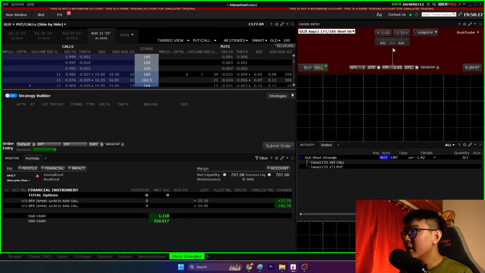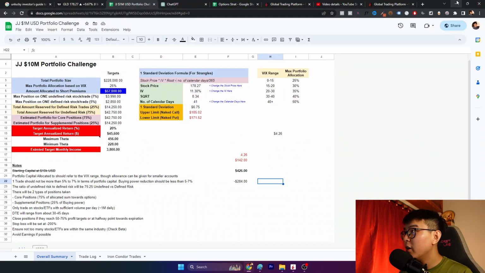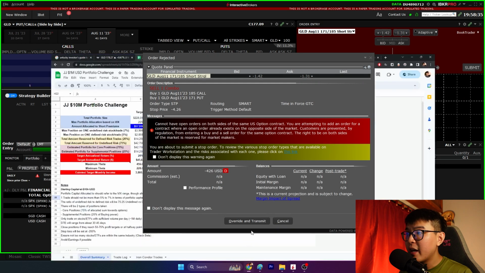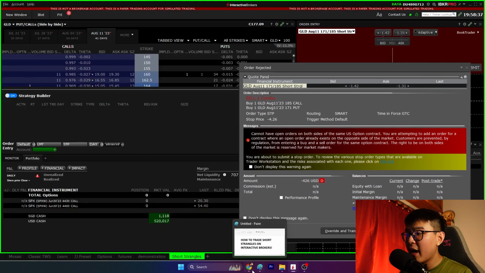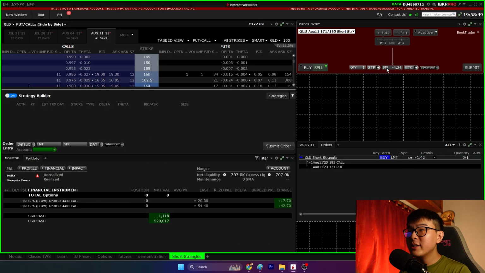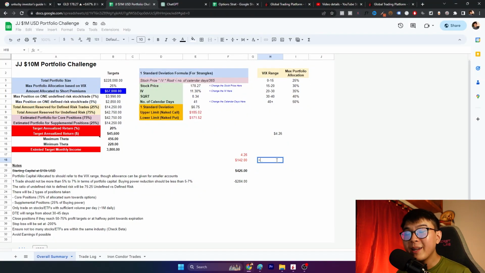I'll go back to this, put a stop loss at $4.26. I'll click submit. It'll deduct $426, and this matches up to the math that I have on my Excel sheet over here. I'll then click override and transmit. What this stop loss is doing is essentially telling Interactive Brokers, if my short strangle is worth $426, I want to close the trade. What we want in options trading is the opposite, however.